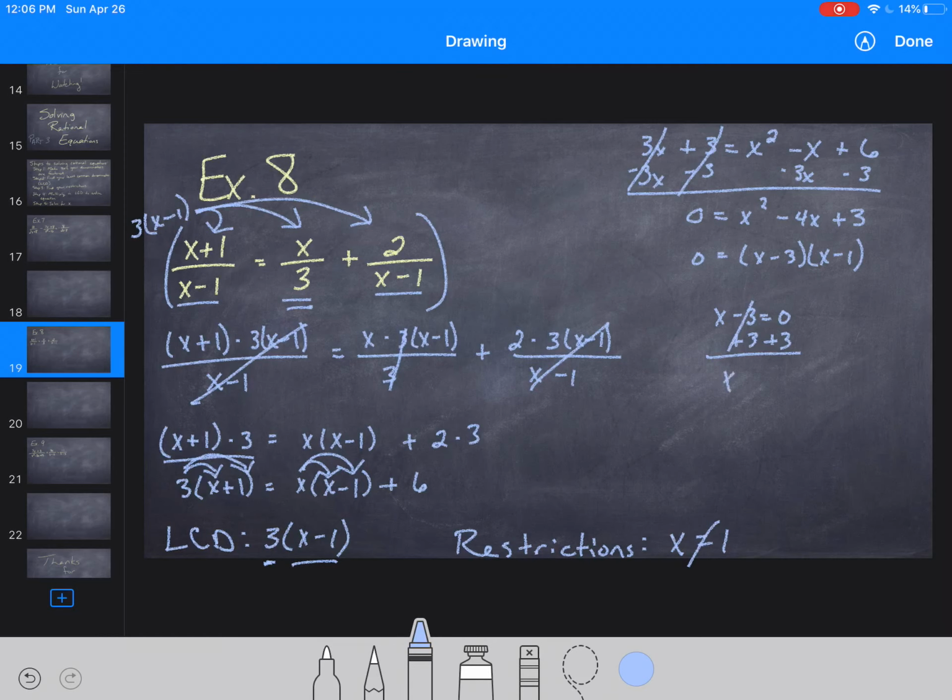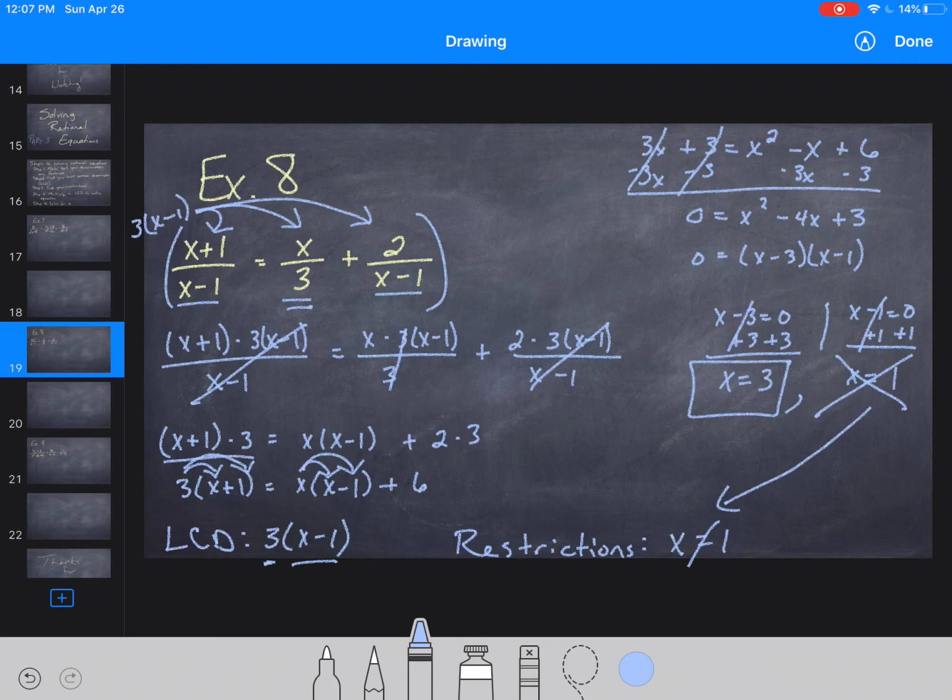Once I have my factors, I can set each factor equal to 0 so I can solve for x. If I set x minus 3 equal to 0, and I wanted to solve for x, I would add 3 to both sides, and I would get x is equal to a positive 3. If I wanted to do the x minus 1 equal to 0, I would add 1 to both sides, and I would get x is equal to a positive 1. Well, x is equal to 3 and x is equal to 1 are my solutions.